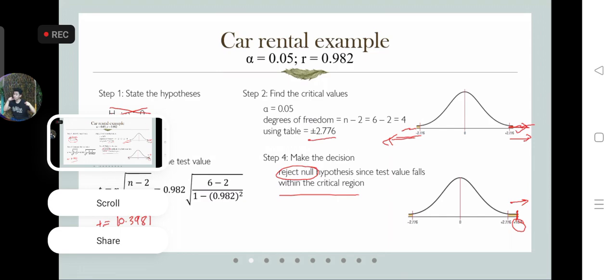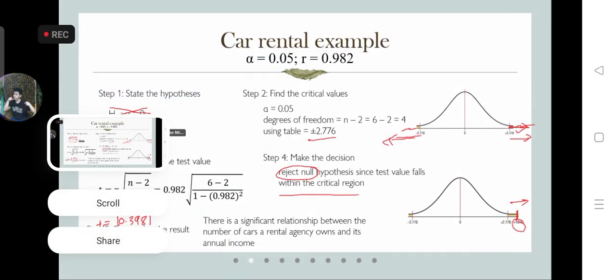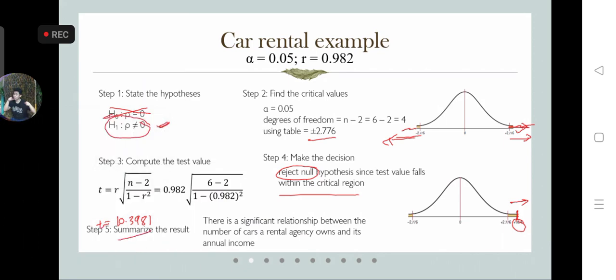Yes, Miss. So therefore, making the summary, using our accepted hypothesis, there is a significant relationship between x and y. So there is a significant relationship between the number of cars, which is x, a rental agency owns, and its annual income, which is y.